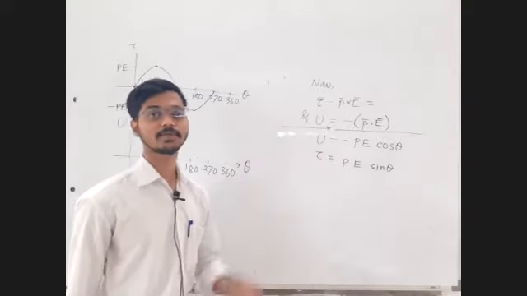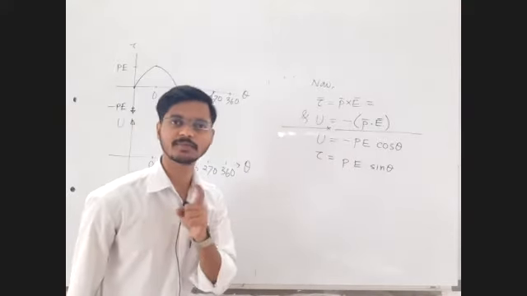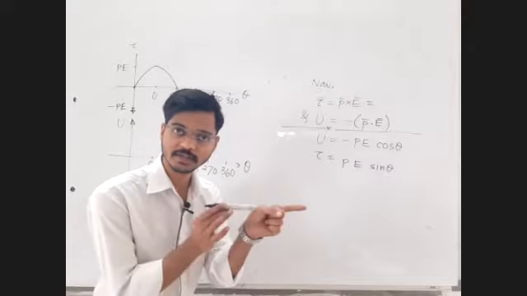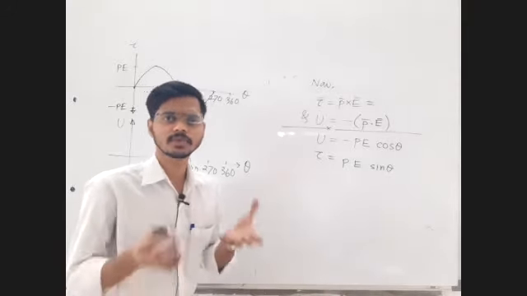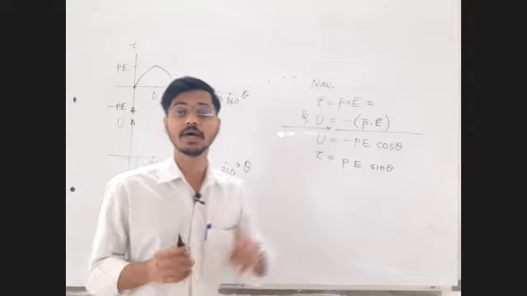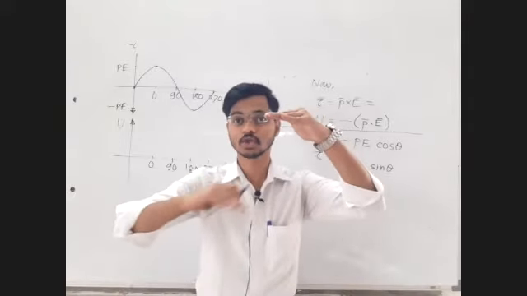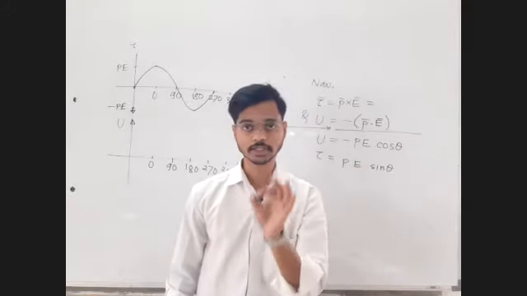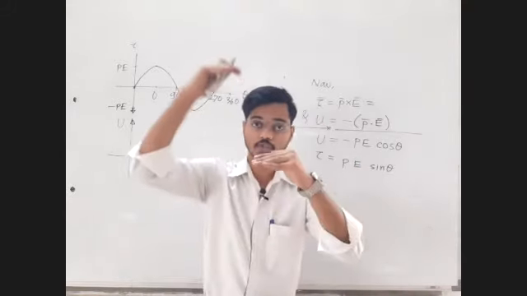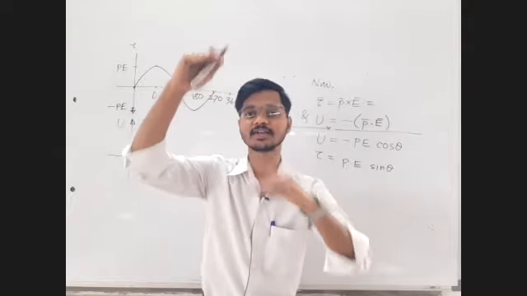For example, when the work done comes out to be negative, it means that force and displacement are opposite to each other. Force is this, displacement is this. Similarly, when the potential energy comes out negative, it means your configuration has lower potential energy than the reference, so it is negative. When the potential energy comes out positive, it means your configuration has higher energy than the reference.